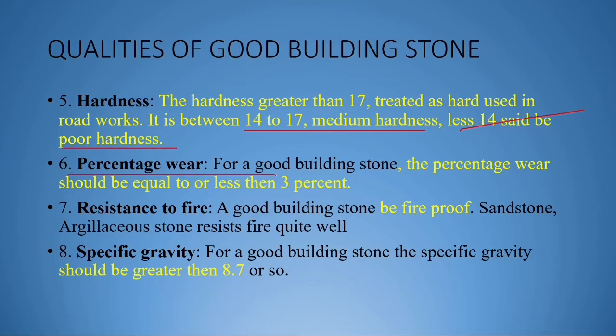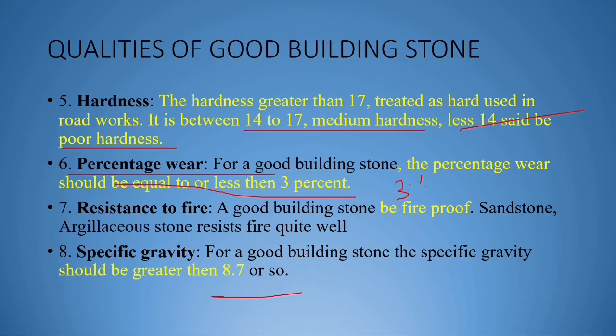Next one is percentage wear. For good building stone, the percentage wear should be equal to or less than 3%. Okay, so 3% is the limit. Next one, resistance to fire. As we know, a good property is that the stone should be fireproof. Specific gravity: for good building stone, the specific gravity should be greater than 2.7.